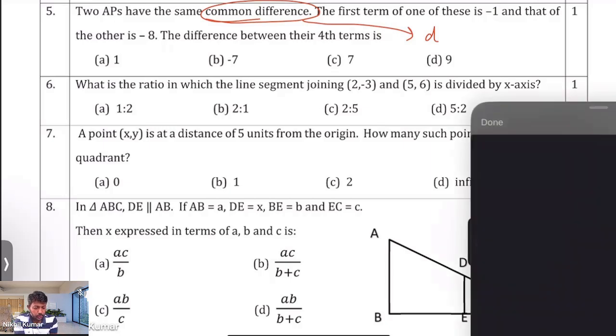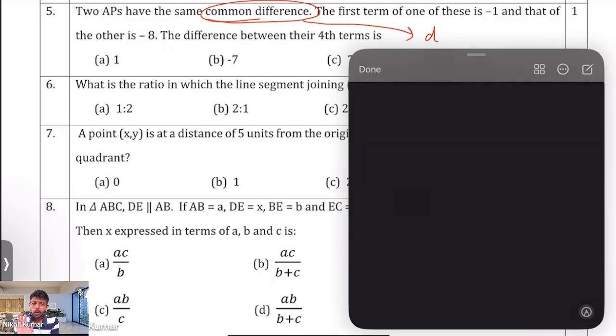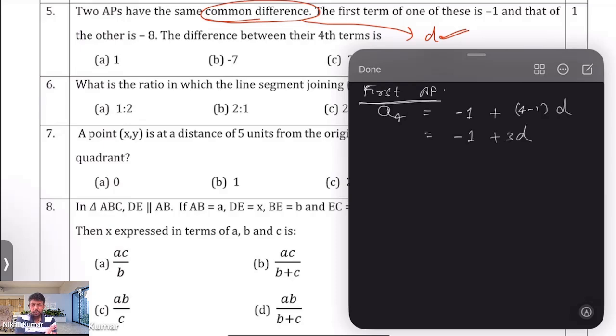So first, you figure out the fourth term of the first arithmetic progression. A4 for the first AP is given as the first term, which is minus 1, plus n minus 1 times d, which is going to be 4 minus 1 times d. We've assumed d to be the common difference, right? So this is it. Let's figure that out: minus 1 plus 3d. And we'll leave it at that.